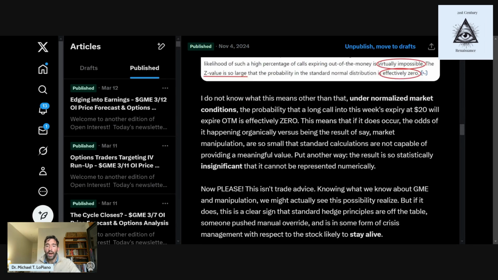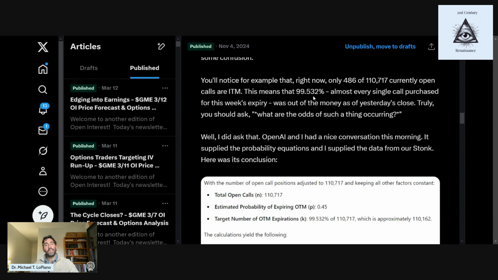So what we're looking at now is that the percentage of calls that are currently out of the money is greater than that day.